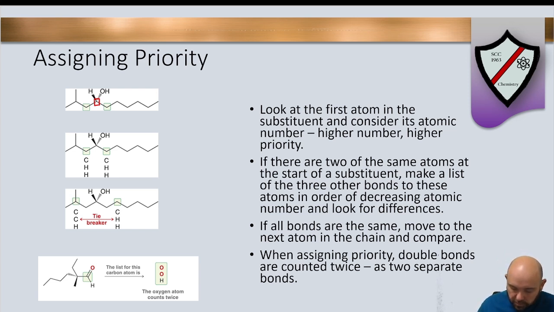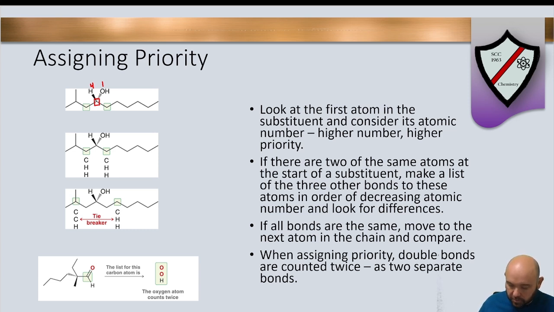So if we look, we have a hydrogen, an oxygen. Oxygen is going to have the highest atomic number, and hydrogen always has the lowest. So our hydrogen is definitely going to be 4. Our oxygen is definitely going to be 1. We're trying to figure out which carbon chain is going to be 2 and which carbon chain is going to be 3. So we go and we see the first carbon here has 2 hydrogens bonded to it and this one also has 2 hydrogens bonded to it. So there is no difference as of yet. We have to go to the next carbon down the chain.